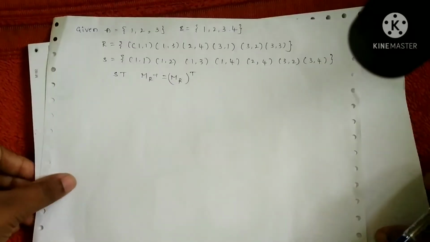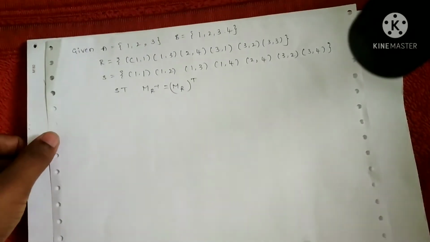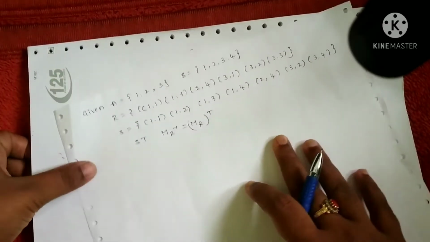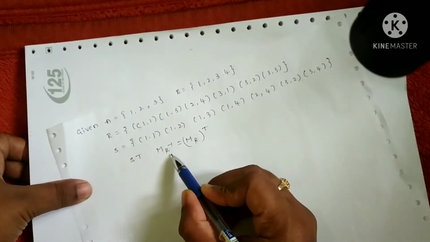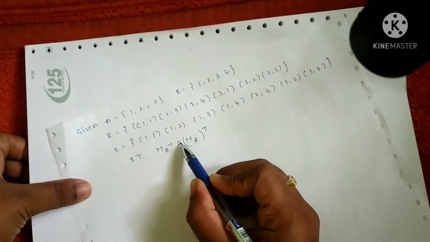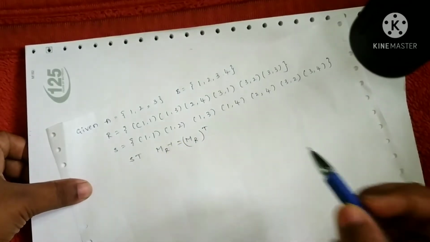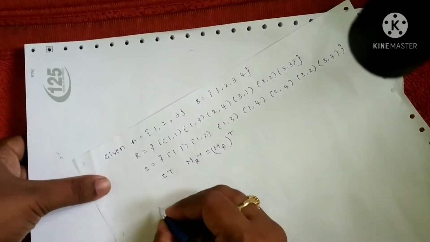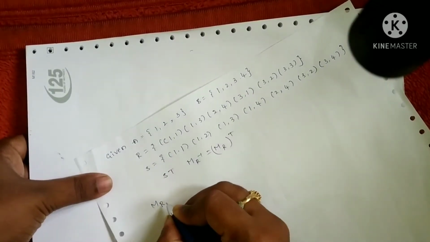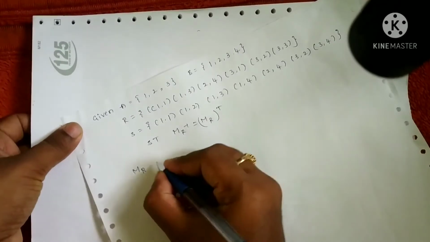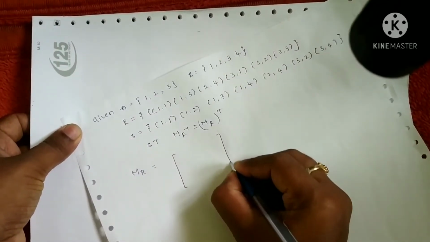Hello everyone. In the previous class I was doing this problem, so let me continue with the same. Now the question is, we have to prove the matrix of relation R inverse is equal to the matrix of relation R transpose. I have done the writing of a matrix of relation R in the previous class itself. Anyhow, let me explain once again.